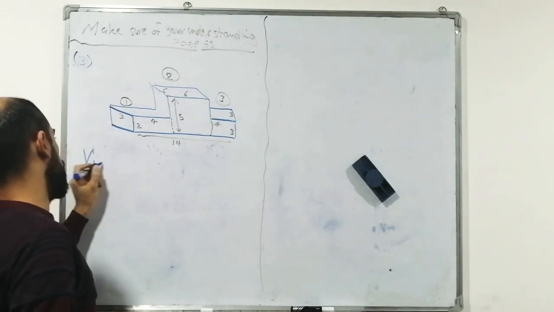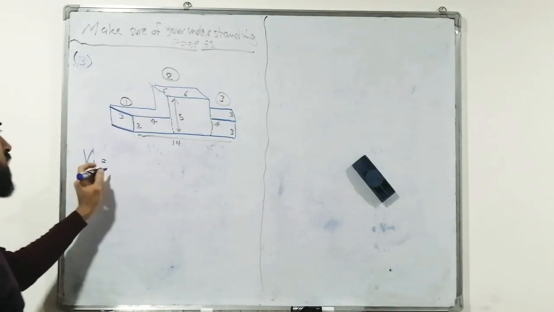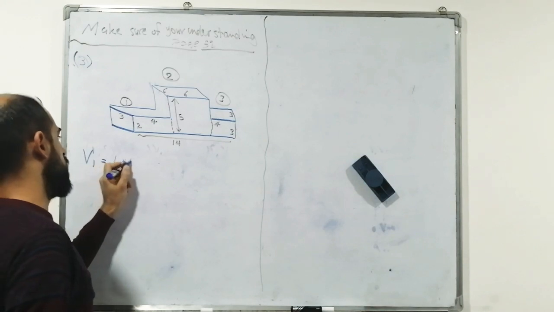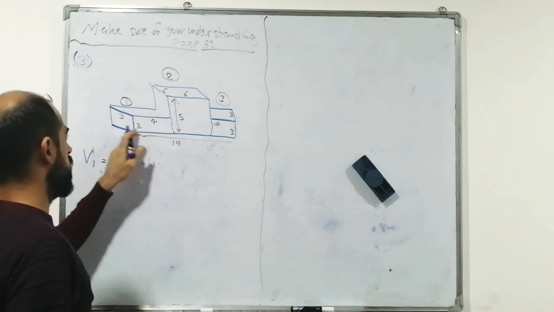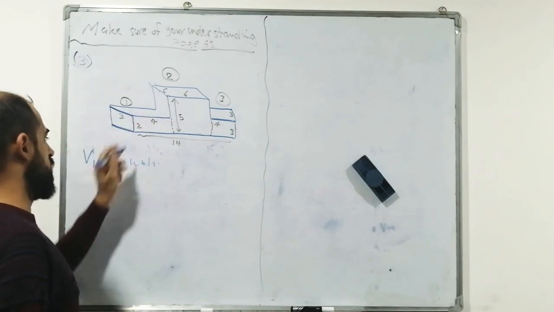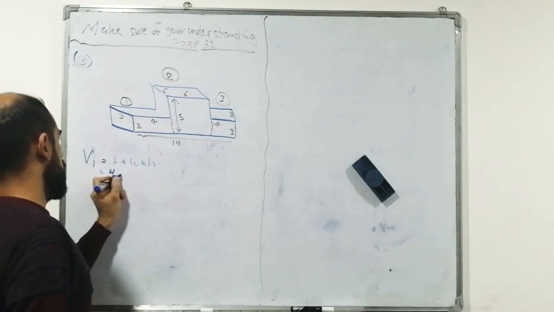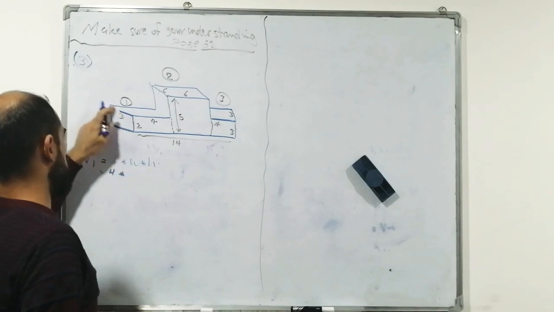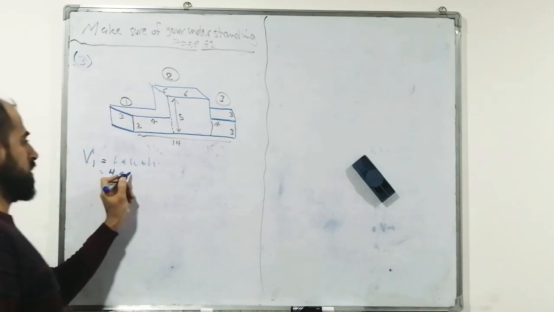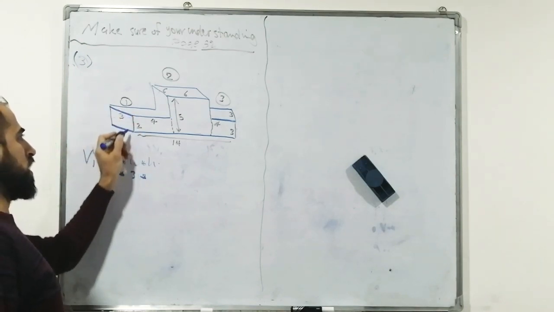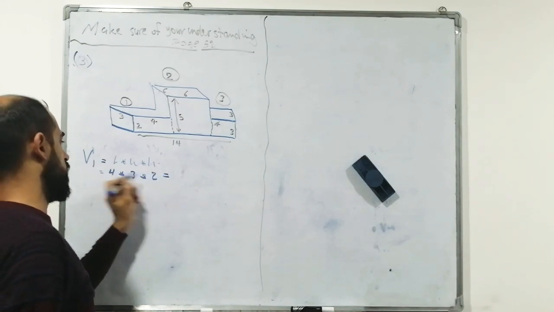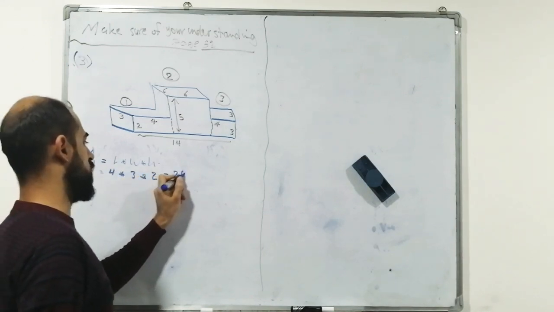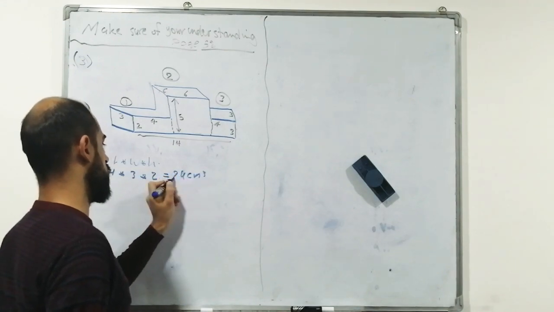The volume of the first shape, which is a parallelepiped, is length by width by height. Its length is 4. This is the length. And its width is 3. And its height is 2. 3 by 4 is 12, by 2 is 24 centimeter to the power 3.